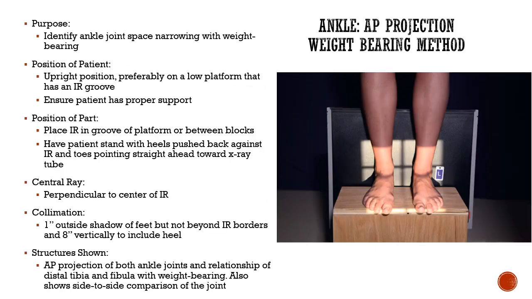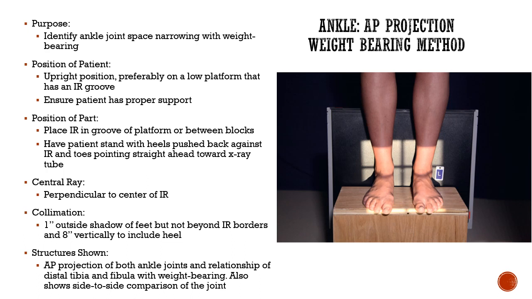The image on the left-hand side is the neutral, and then we can see the eversion and the inversion positions. The AP projection of the ankle with the weight-bearing method is going to identify joint space narrowing of the ankle. It's going to be an upright position, preferably on a low platform that has an image receptor groove, and ensure the patient has proper support. The image receptors should be placed in the groove of the platform or between the blocks, and you want to have their heels pushed back against the image receptor with their toes pointing straight ahead toward the X-ray tube.